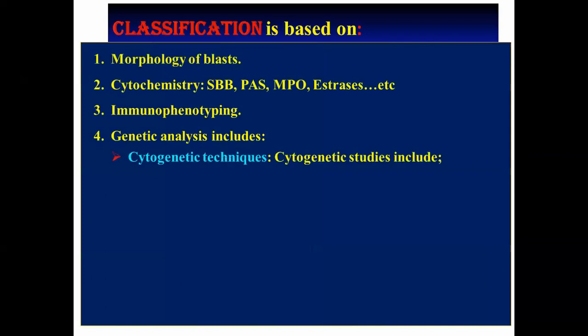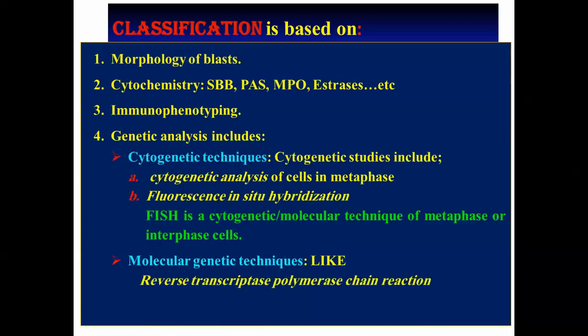What is the classification of acute leukemia? When I classify them, I base it on many features, such as the morphology of the blast and cytochemistry, which I spoke about previously. SBB means Sudan black B stain, which is specific for myeloid leukemia. PAS, periodic acid-Schiff, is specific for acute lymphoblastic leukemia. MPO is the myeloperoxidase stain. Esterases, especially non-specific esterases, stain a subtype of acute myeloid leukemia, M5, acute monoblastic leukemia. When they are positive, it is suggestive of either M4 or M5.